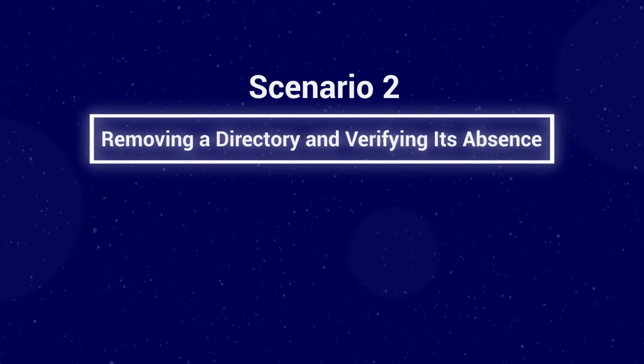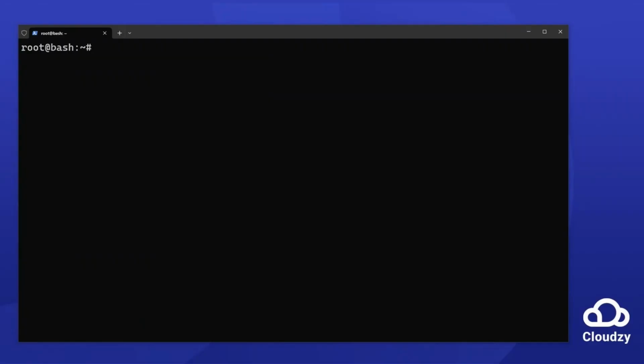Scenario 2. Removing a directory and verifying its absence. Next, we create a directory called projects with mkdir projects. After removing it using rmdir projects, we'll verify it's been deleted by running ls, ensuring that the projects directory no longer appears in the directory listing.